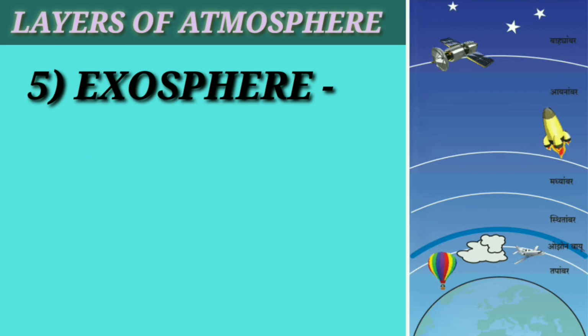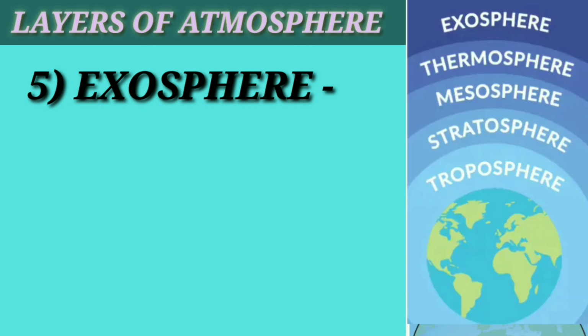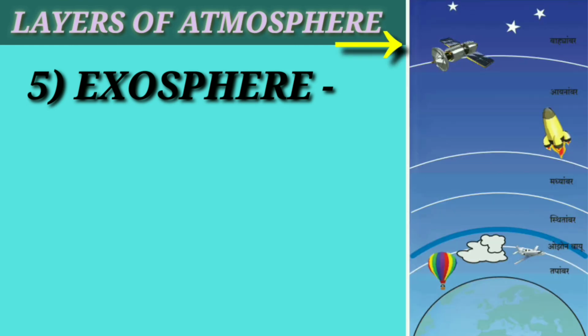Number 5. Exosphere. The outermost layer of our atmosphere is called as exosphere. Exosphere is fifth layer of our atmosphere. The temperature rises with height in exosphere. In exosphere, existence of hydrogen and helium gas is found in very rare form.